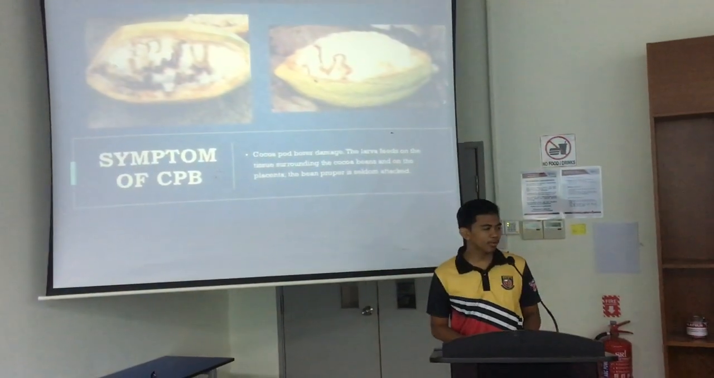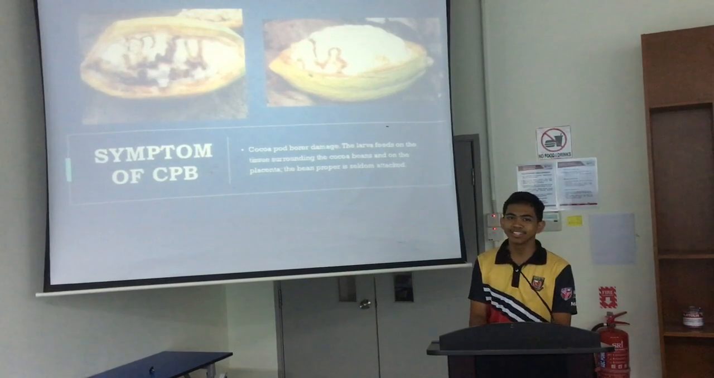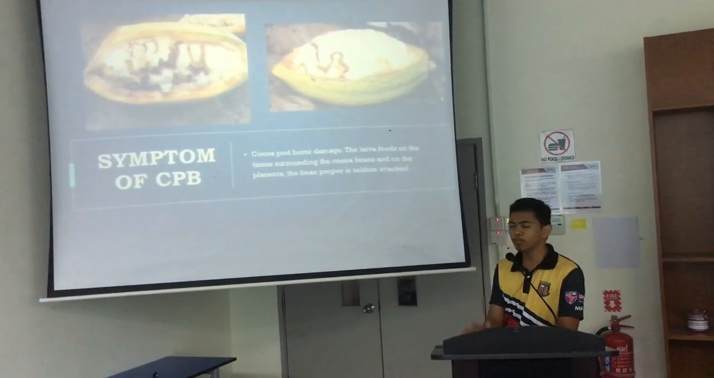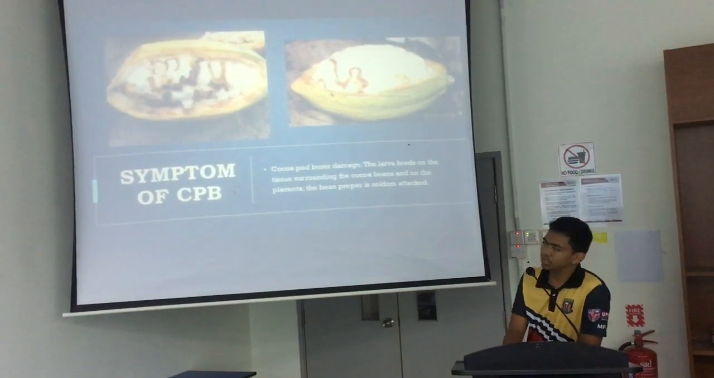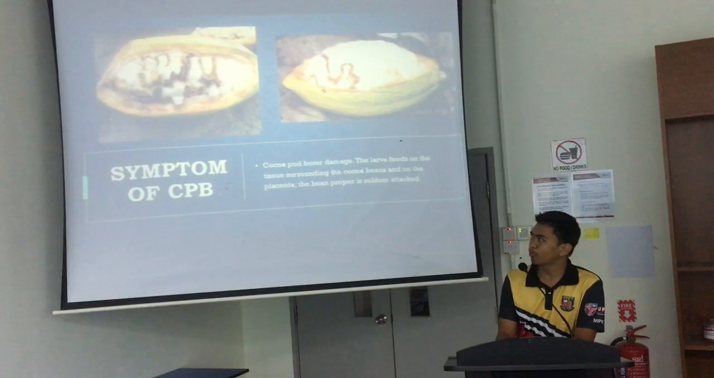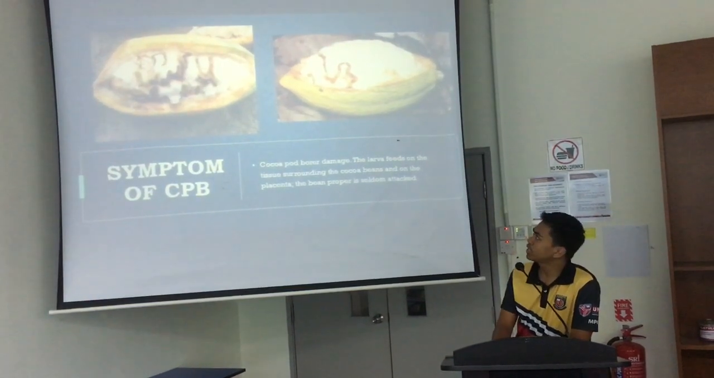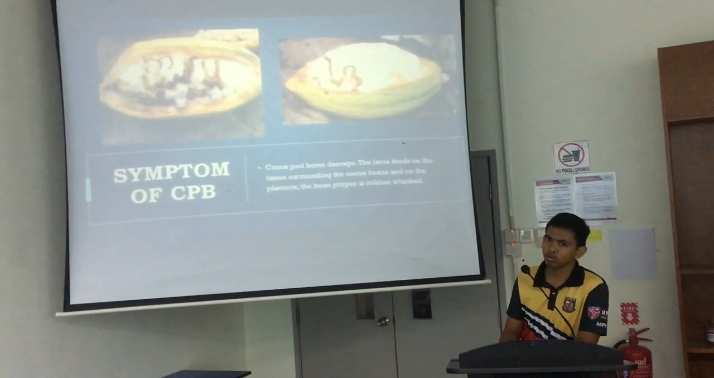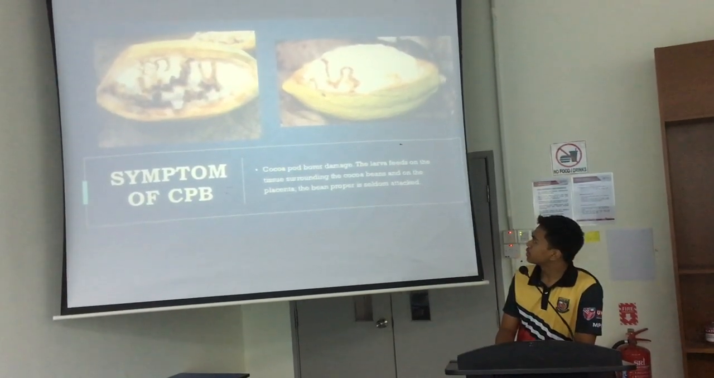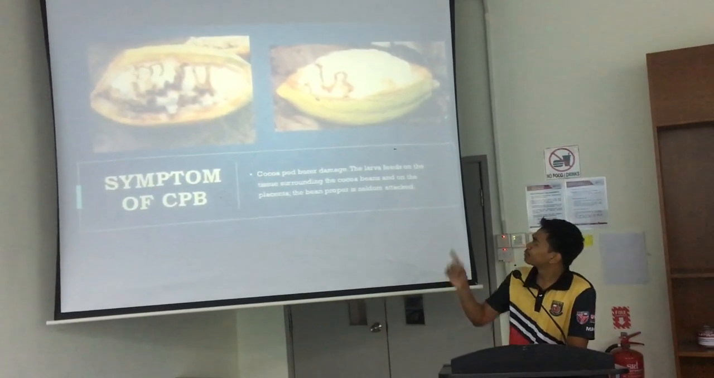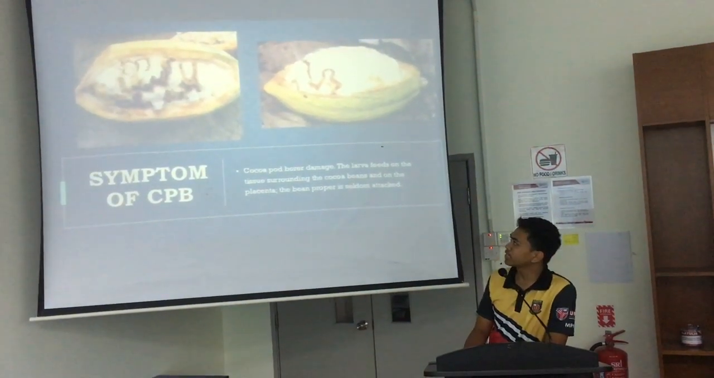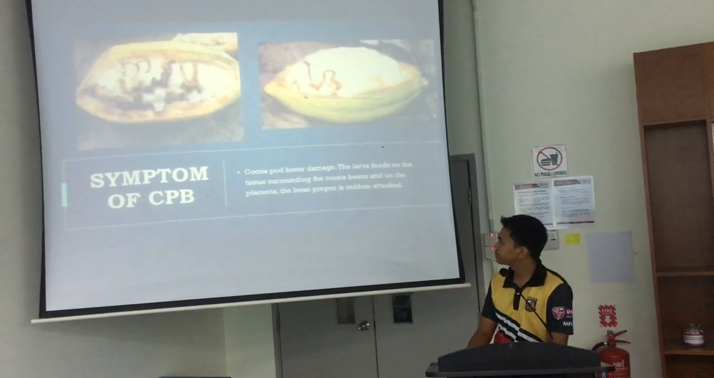Then the symptoms of Conopomorpha cramerella, the cocoa pod borer. The first symptom you can see on the pod is that the CPB bores a hole into the cocoa pod and makes a tunnel in it. You can see the brownish tunnel, and in the tunnel is the larva.